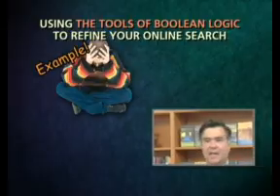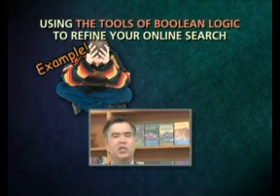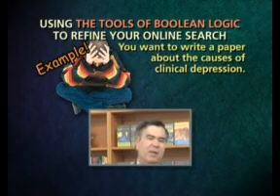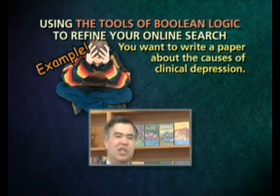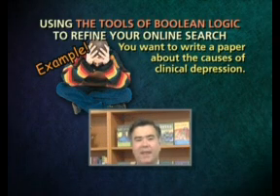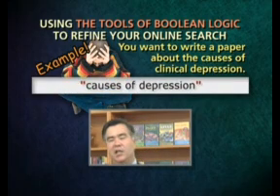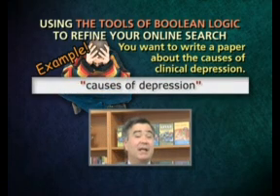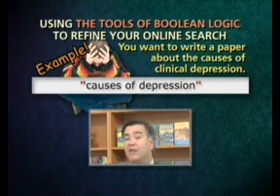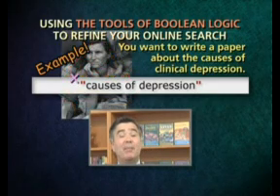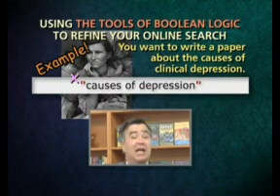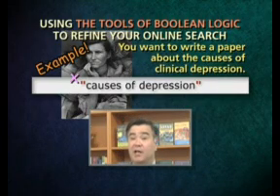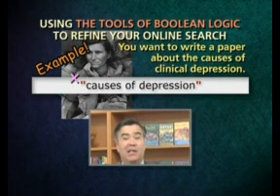Here's another simple example. Let's say you're taking a psychology course and you want to write a paper about the causes of clinical depression, the mental disorder that some people suffer from. If you type causes of depression into a search engine, you'll get many, many hits, and you'll quickly find that many of them deal with economic depressions. In other words, times when the economy stops growing and many people are thrown out of work and so forth, as well as psychological depression. How could you avoid this problem?